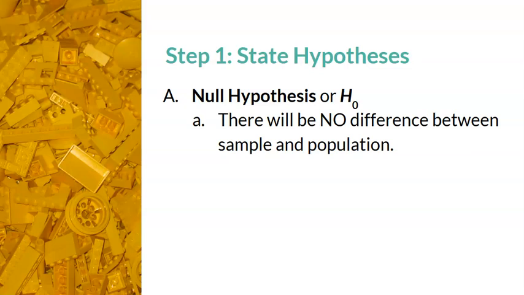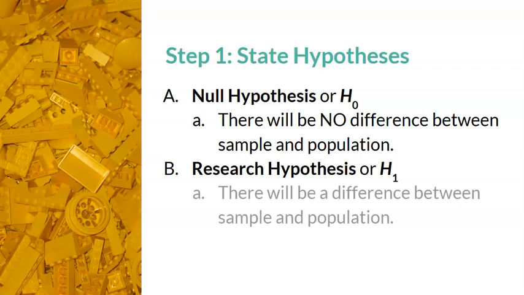I don't know about you, but predicting that nothing will happen is boring. Therefore, we need a research hypothesis that suggests something will happen. In statistical notation, it is H subscript 1, where the H stands for hypothesis and 1 for the first research hypothesis. Here, we are hypothesizing there will be a difference when we compare the sample to the population.